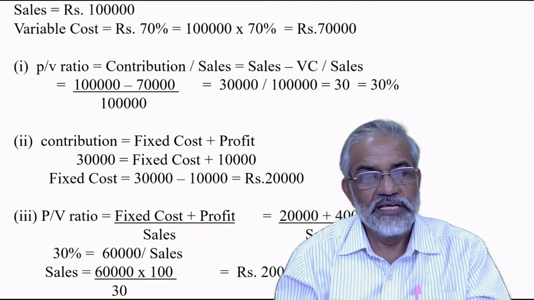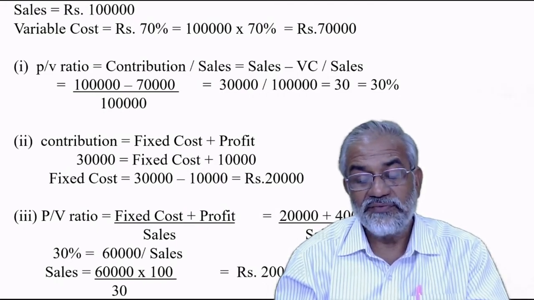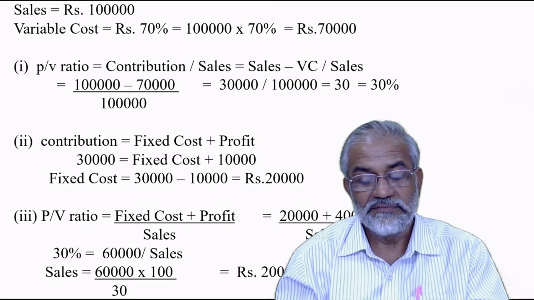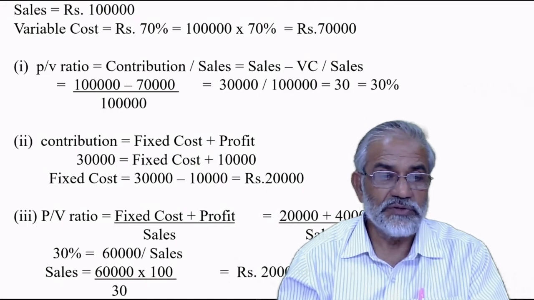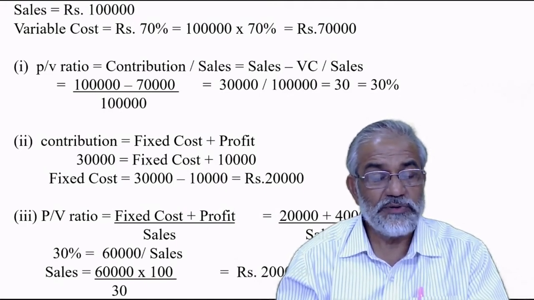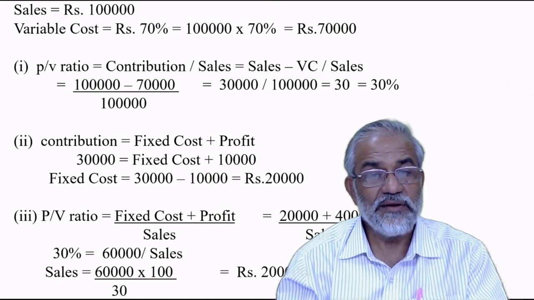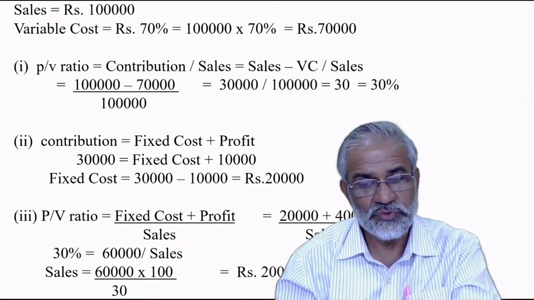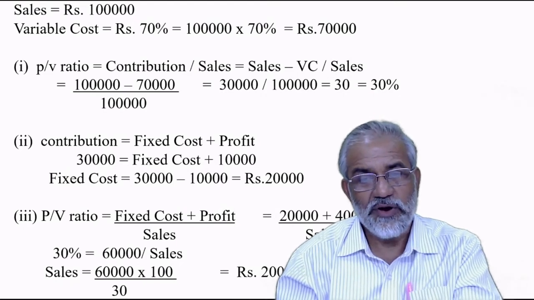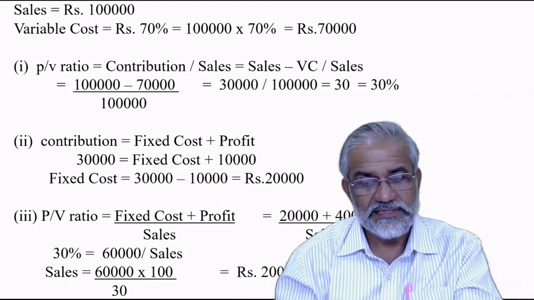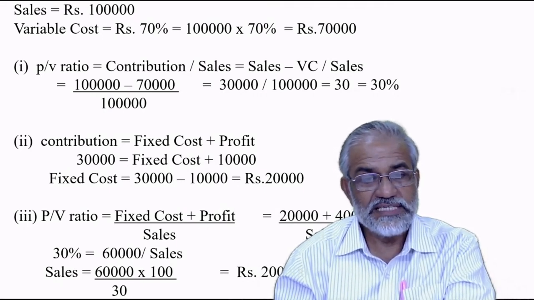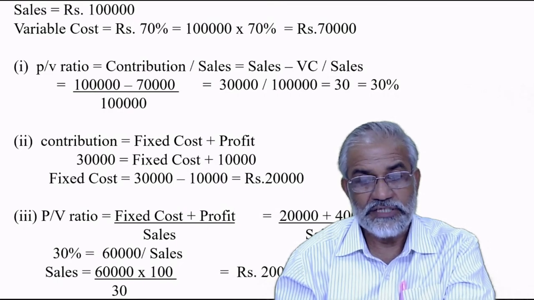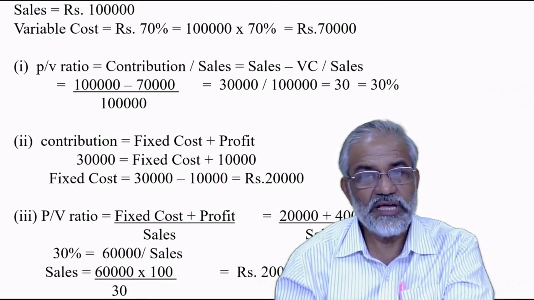So the third element of discussion in respect of the question given: you need to determine the PV ratio. PV ratio is equal to fixed cost plus profit divided by sales. Here we have the fixed cost, which is coming to 20,000, and we have the profit, and sales. So 20,000 plus 40,000, fixed cost plus profit. Fixed cost is coming to be 20,000 and 40,000 is the profit.